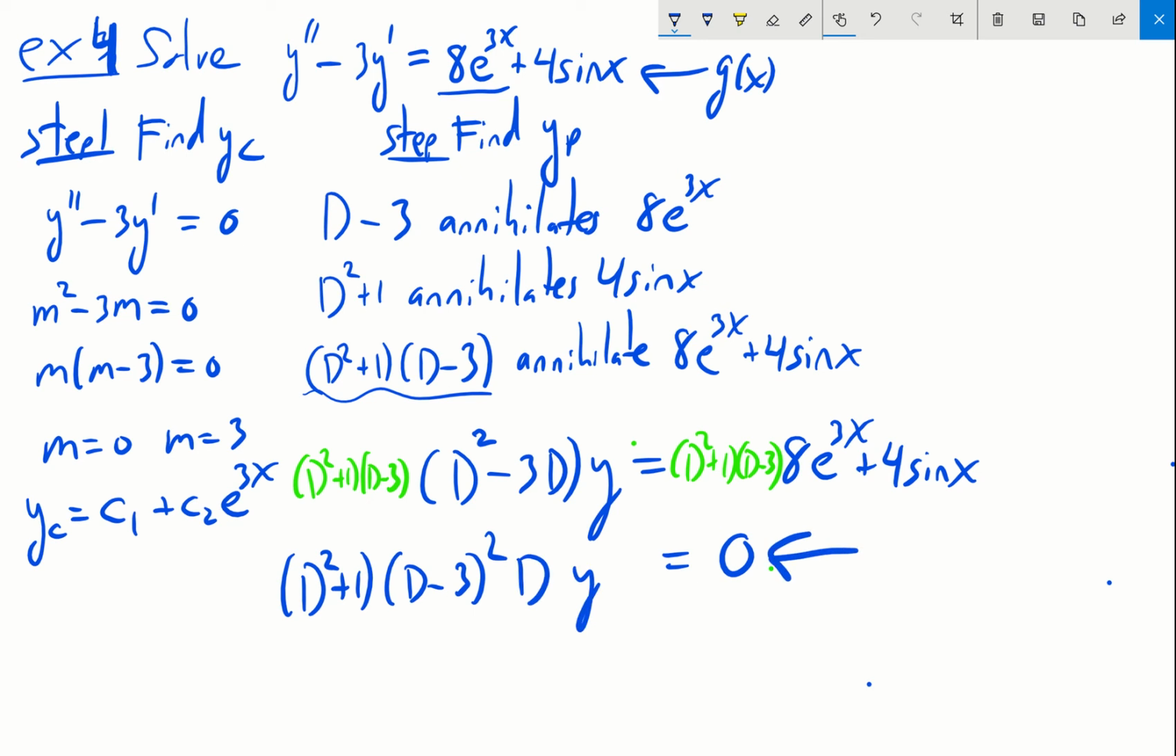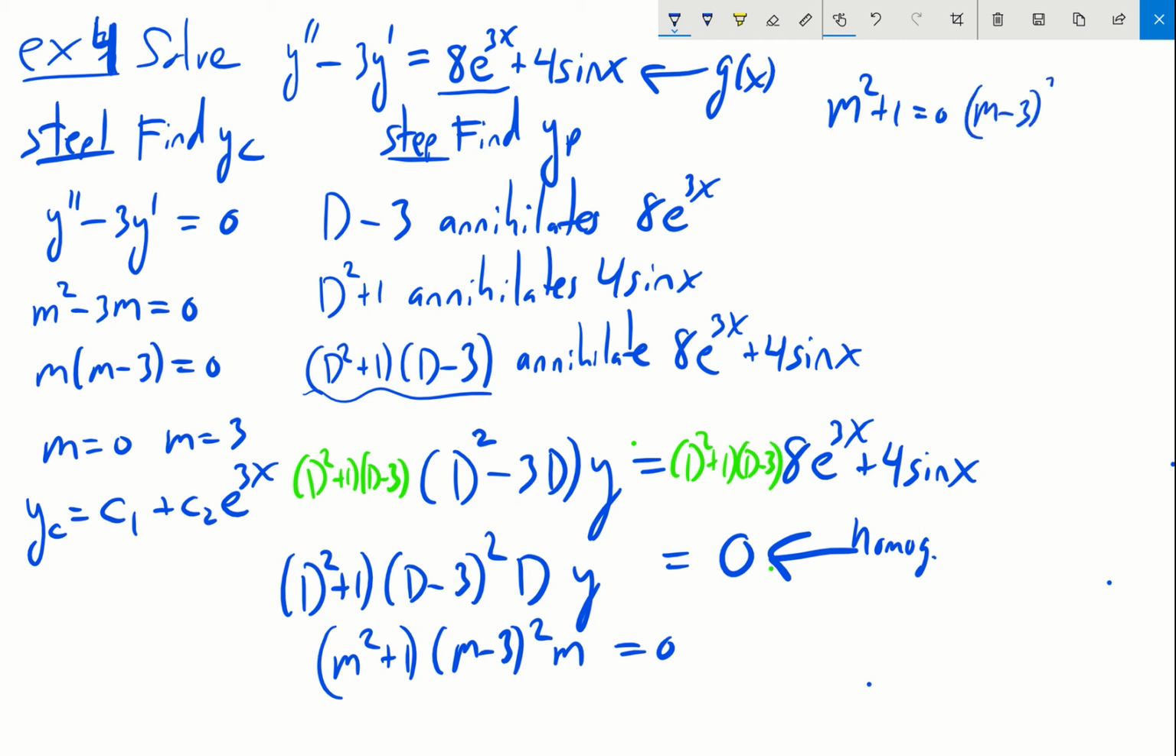And now this is a homogeneous differential equation. We can set up the auxiliary equation. It would be m squared plus 1 times m minus 3 squared times m equals 0. Set each factor equal to 0 individually, and here's what we get. This one would give us plus or minus i. This one would give us m equals 3, which is of order 2. And then we also have m equals 0.